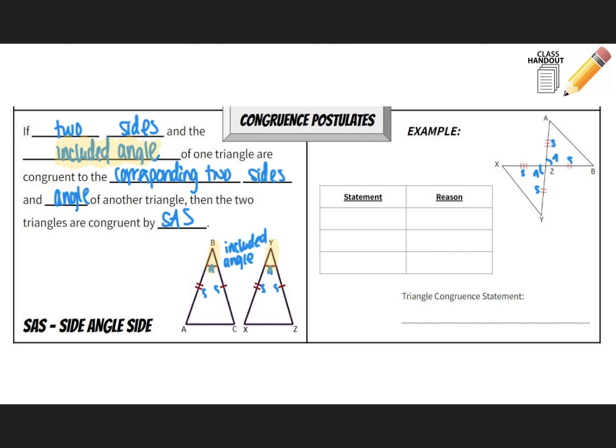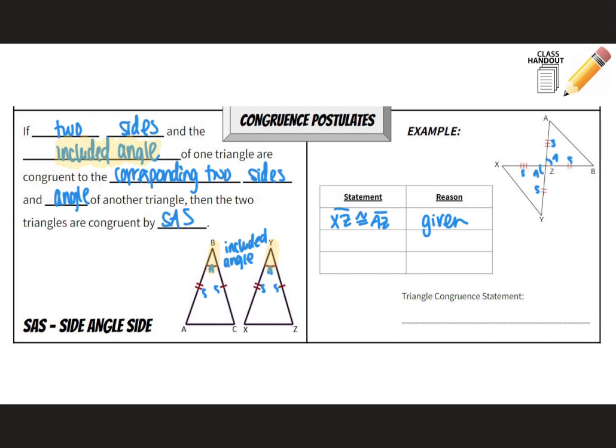Now that I know it's side, angle, side, I'm going to write my congruent statements for all the congruent parts. I'm going to start with a side. So I'm going to say XZ is congruent to AZ. The reason that those are congruent is because that was given to us, that was marked. The next thing I'm going to write is the angle, since this is side, angle, side.